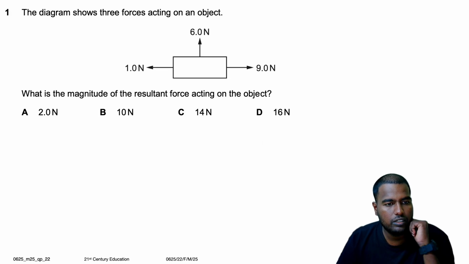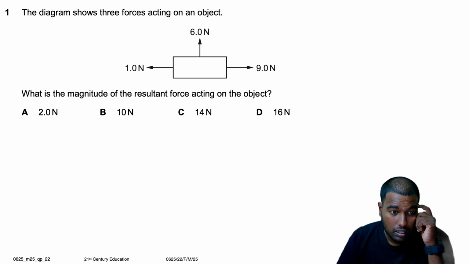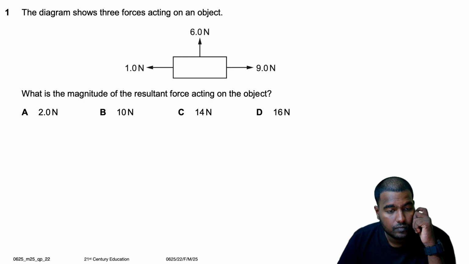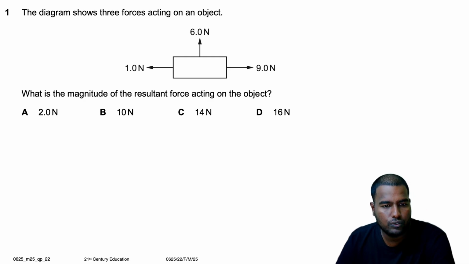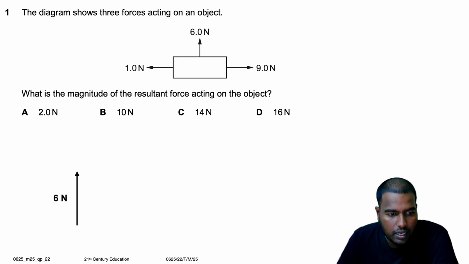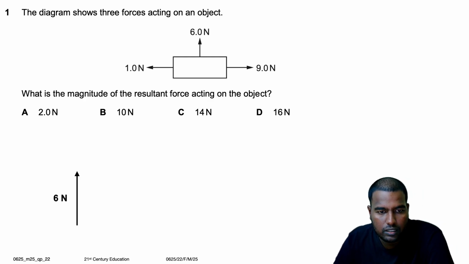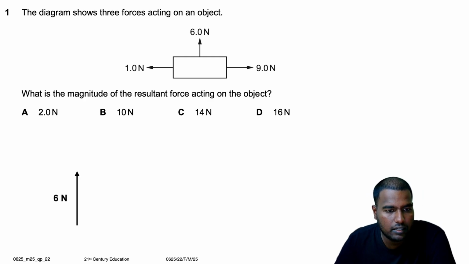The diagram shows three forces acting on an object. What is the magnitude of the resultant force acting on the object? Okay, we have two forces acting horizontally and only one force acting vertically. The vertical force is 6 Newton. Horizontally, two forces are acting, so the resultant force is towards the right.